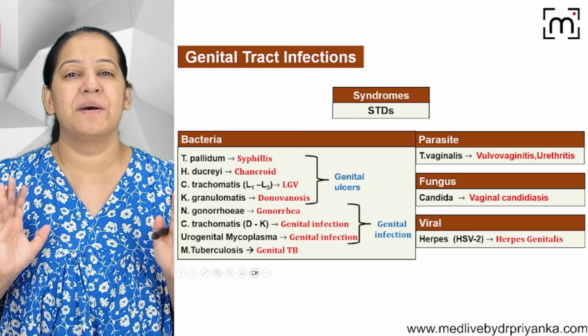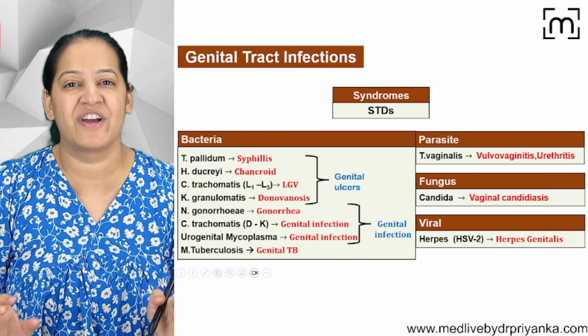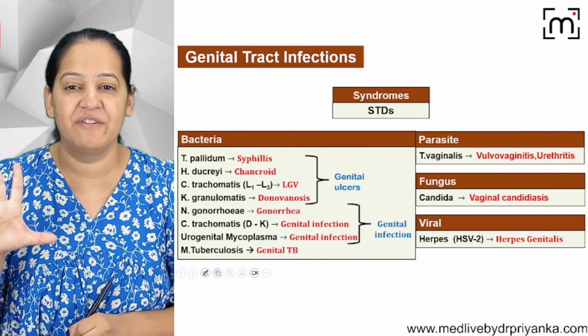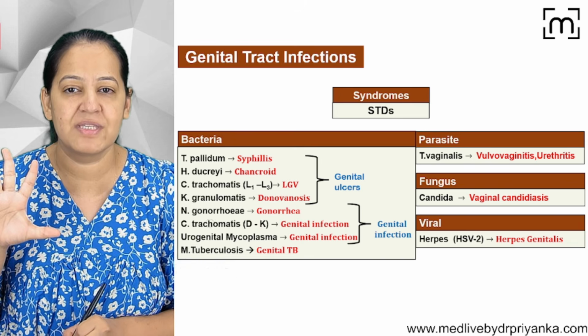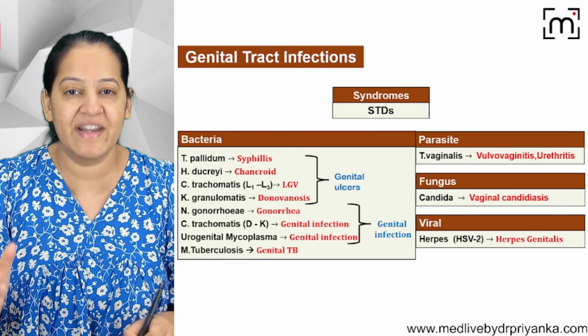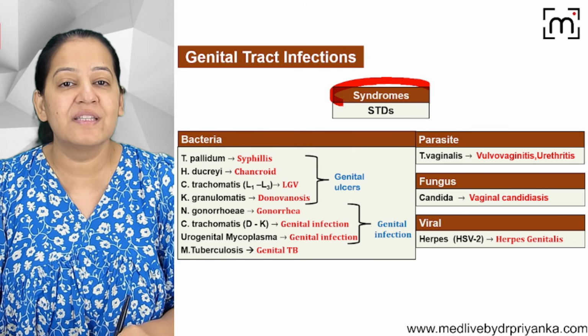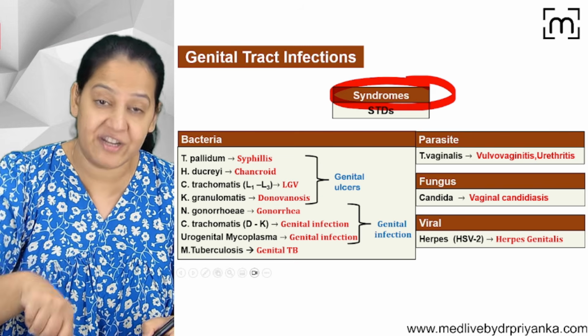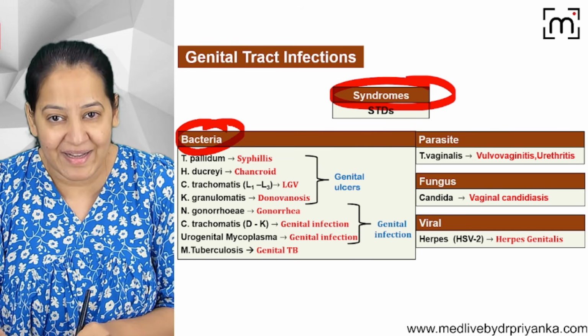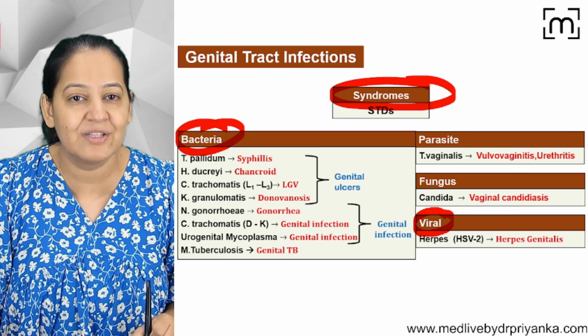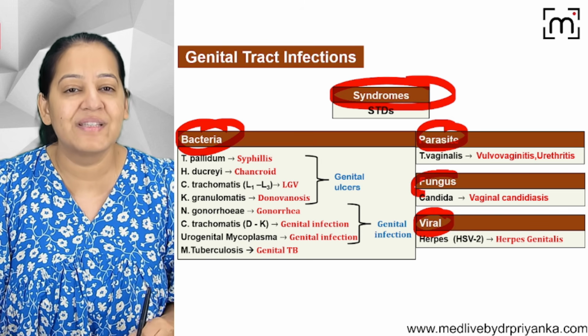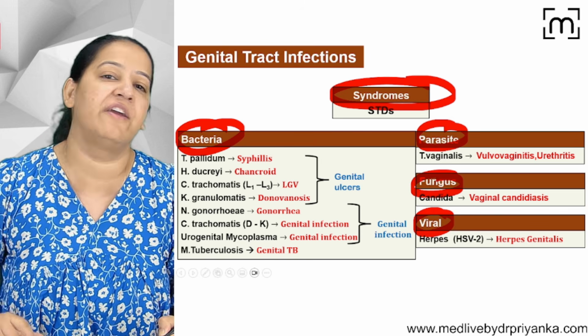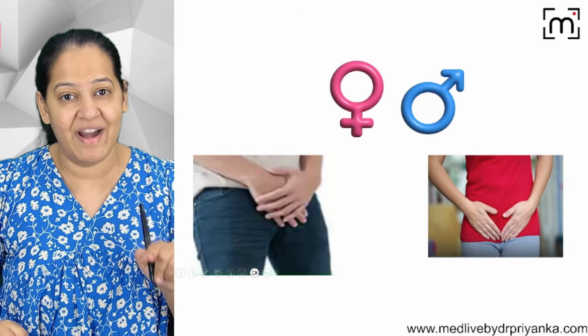So here you can see the master chart of genital tract infections. Appreciate the brown color. Appreciate the 5 portions. So what are the 5 portions? These are the 5 segments into which we are dividing the system. First of all, you can see the syndromes associated with genital tract infections. You can see the bacteria. You can see the virus. You can see the parasite. And you can see the fungus. You can appreciate the 5 portions we are dividing this system into.